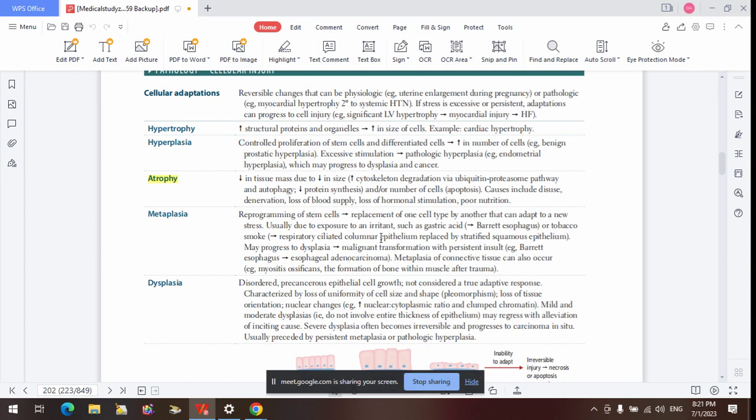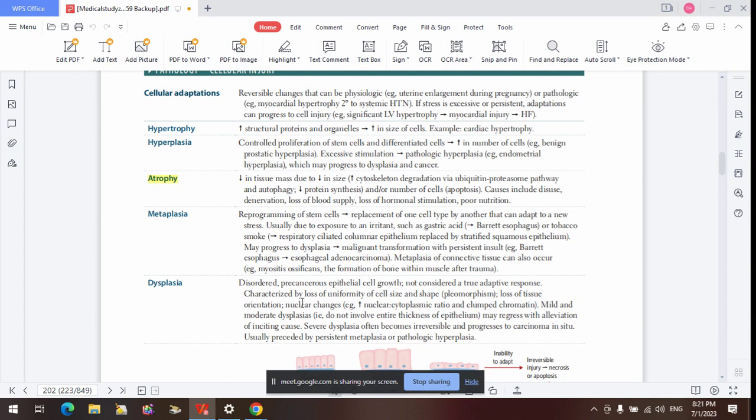Then before I move on from hyperplasia, like I said the last time, you should not forget that benign prostatic hyperplasia is one of those hyperplastic responses that does not progress to dysplasia or cause cancer. That is very important to remember.